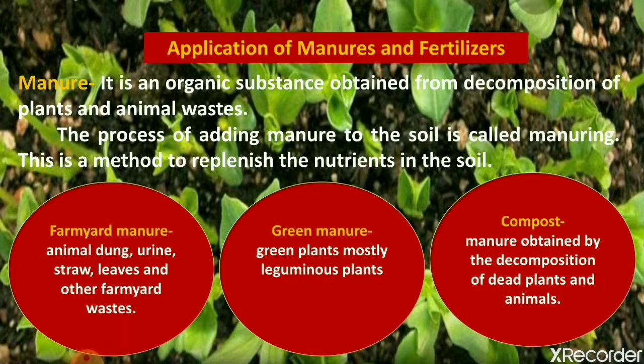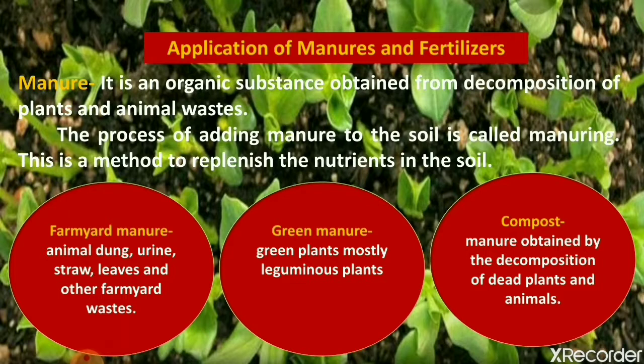Okay, so here we will study three types of manures that are commonly used by farmers. The first one is farmyard manure. In farmyard manure, animal dung, urine, straw, leaves, and some other farmyard wastes are found. The next one is green manure. Green manure basically consists of green plants, especially leguminous plants, which means pulse plants, and they are rich in nutrients. This type of manure is called green manure.